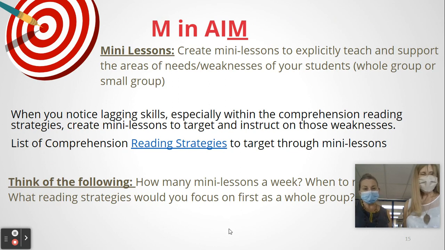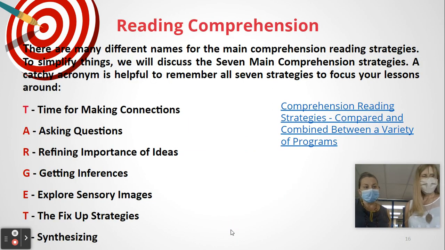After assessing and identifying the key areas of weakness, the fun part starts. M in AIM stands for mini lessons. You plan for students to target the areas of weakness with their reading strategies. The acronym TARGETS stands for the 7 main comprehension strategies that improve reading comprehension. Decide how you will plan to teach these key main reading strategies.